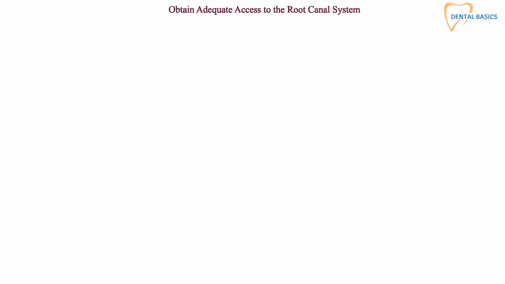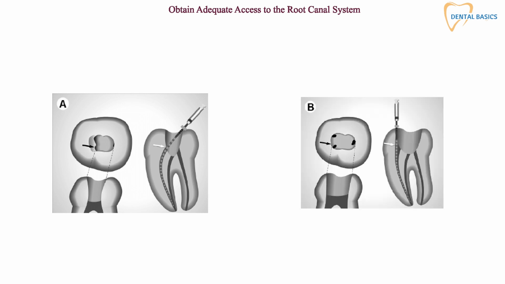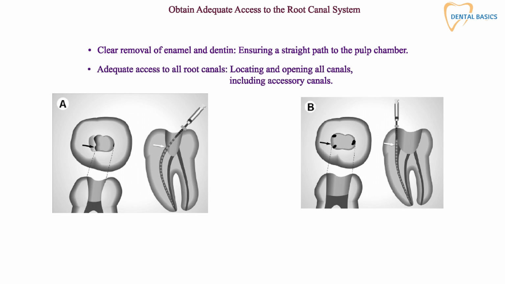The primary goal of access cavity preparation is to gain complete and unobstructed access to the root canal system. This involves removing dental structures that hinder the instrumentation and obturation process. Clear removal of enamel and dentin, ensuring a straight path to the pulp chamber. Adequate access to all root canals, locating and opening all canals, including accessory canals.